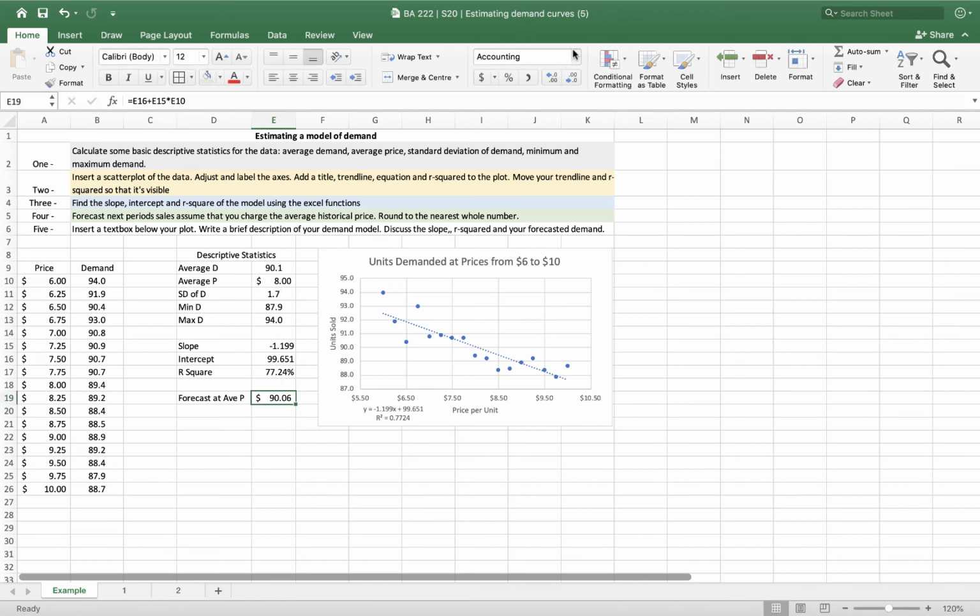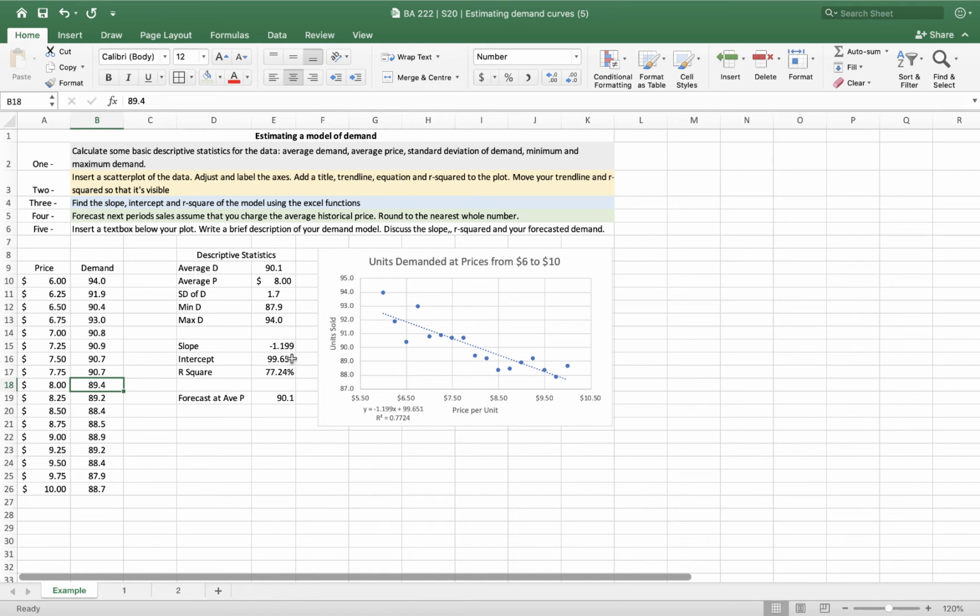Not in dollars. Don't leave it in dollars. Be really careful because you don't want to confuse sales in dollars with sales in units, right? You want to be able to come back to this later and know exactly what you did and not have to retrace your steps. So our forecast at our average P is 90.1. We can contrast that to the actual number of units sold at $8, which was 89.4, and those numbers do not have to line up.